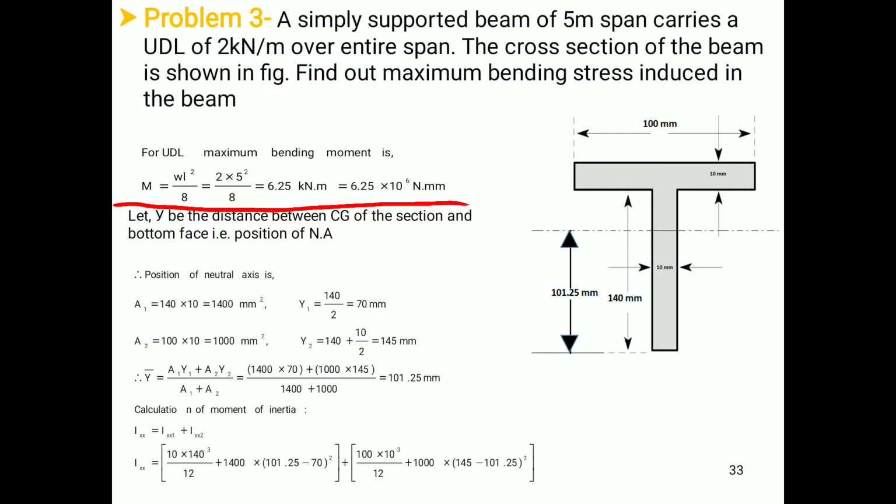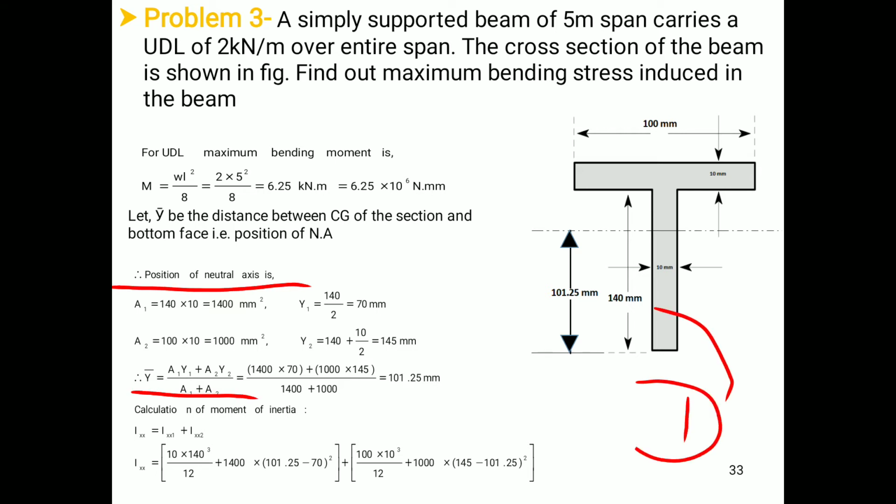Now we are going to calculate the value of Y bar for the T section. The position of the neutral axis is given by A1 Y1 plus A2 Y2 upon A1 plus A2. Now we have two sections over here. This is section 1 and this is section 2 of the entire section. Therefore we will concentrate on A1 and A2, Y1 and Y2.